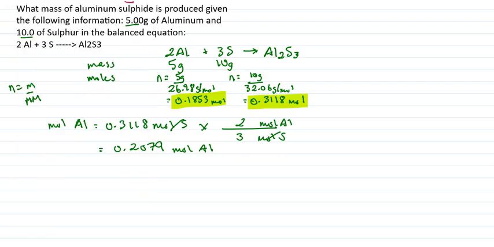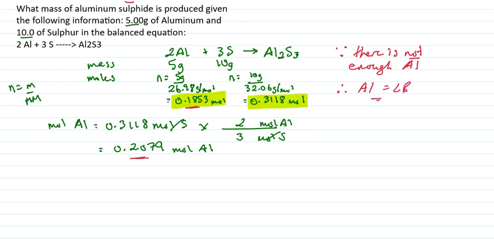Okay, we're going to compare this value of aluminum to this value of aluminum. And we see that we don't have enough. Look, given this information, given that many moles of sulfur, we would need this much aluminum. So since there is not enough aluminum, therefore aluminum is our limiting reagent.